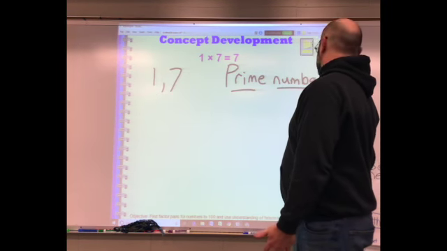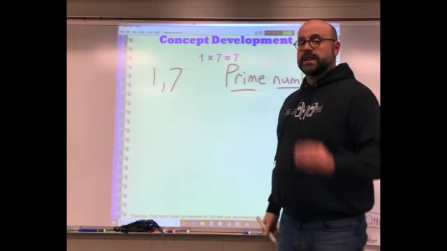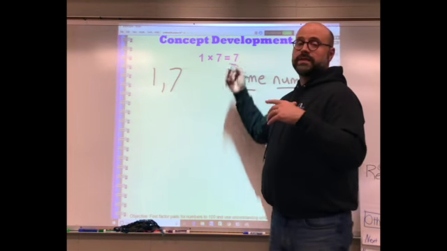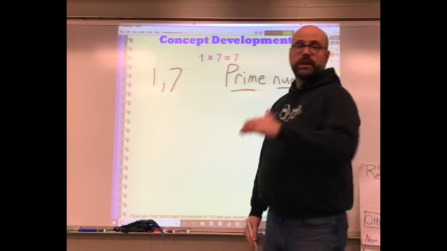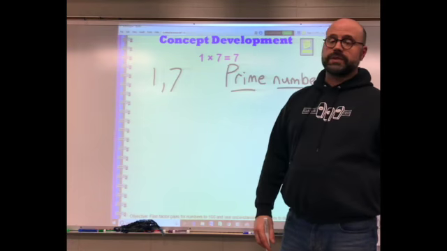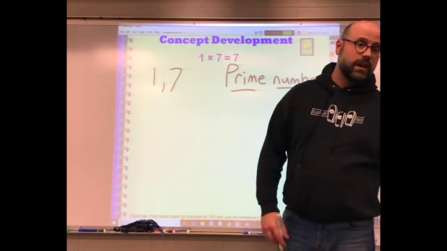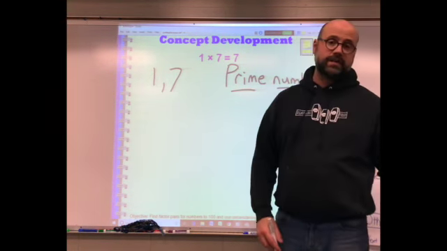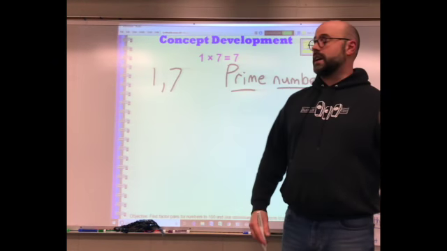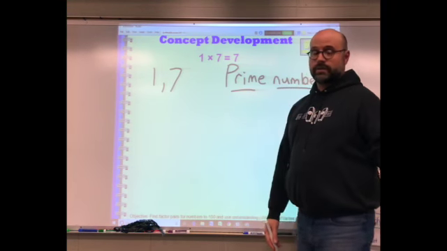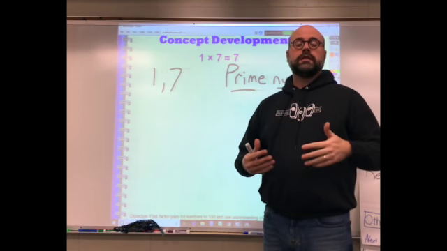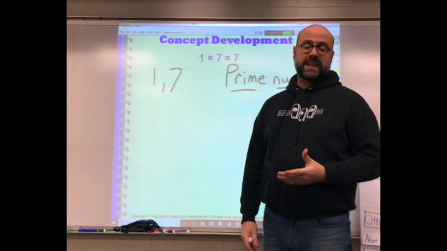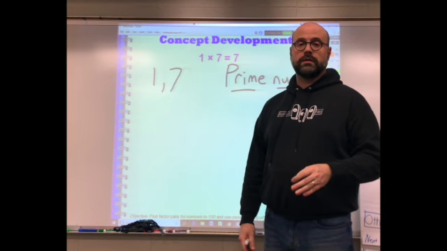The number 7 is a prime number, because the only way you can get the product of 7 is if you multiply 1 times 7. 2 times nothing equals 7. 3 times nothing equals 7. 4 times nothing equals 7. 5 times nothing equals 7. 6 times nothing equals 7. No numbers besides 1 and 7 will equal 7. That is a prime number.